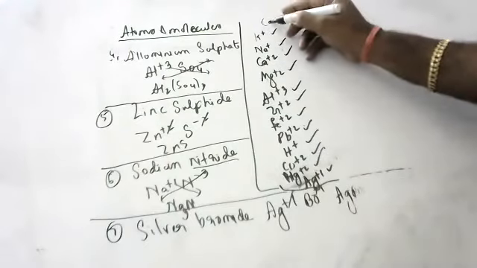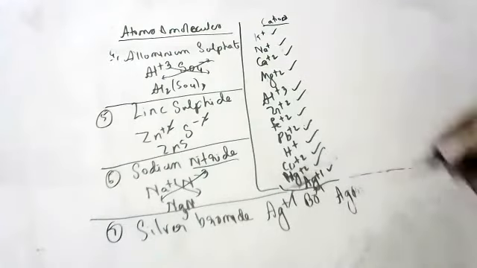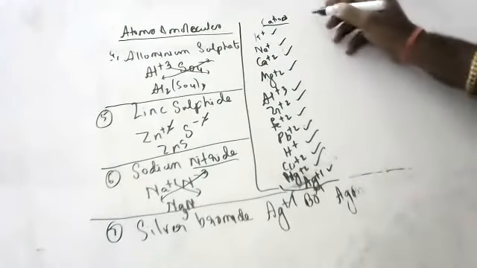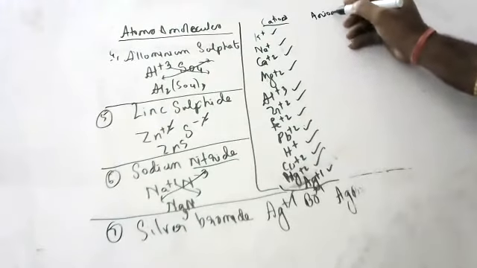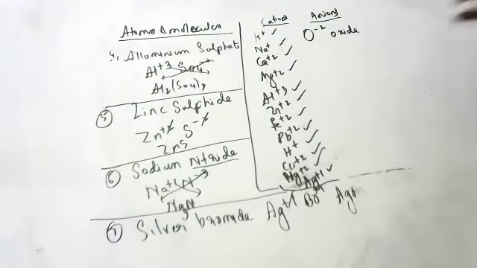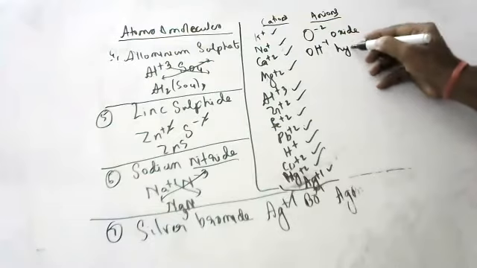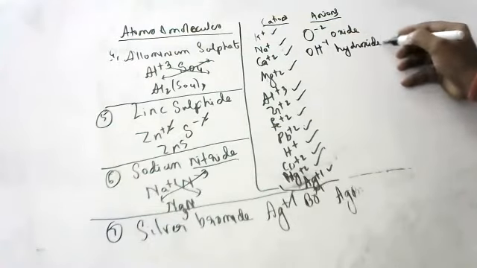Next, these are cations, positively charged ions. This list as it is, you should remember. It will be useful for you till your intermediate, children. And coming to anions, some of the famous anions we know. O minus 2, oxide. OH minus 1, hydroxide.